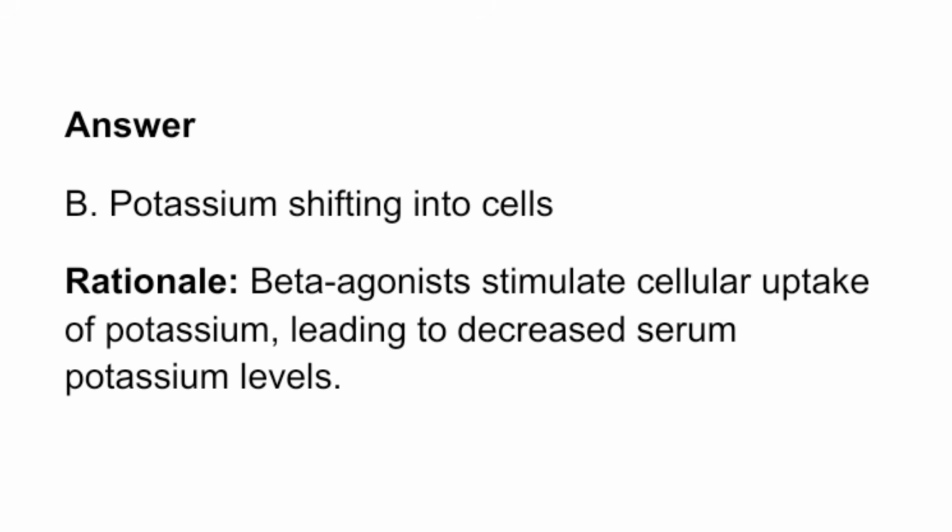Answer. B. Potassium shifting into cells. Rationale. Beta-agonists stimulate cellular uptake of potassium, leading to decreased serum potassium levels.